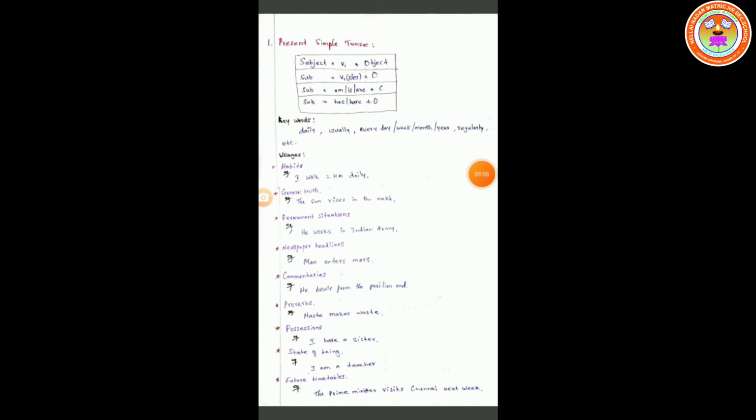Let me once again revise all the usages. We use simple present tense for habits, general truth or scientific fact, permanent situations, newspaper headlines, commentaries, proverbs, possessions, state of being, and future timetables. Next, we will move on to the simple past tense. Before that, let us see how simple present tense is used in different sentences.